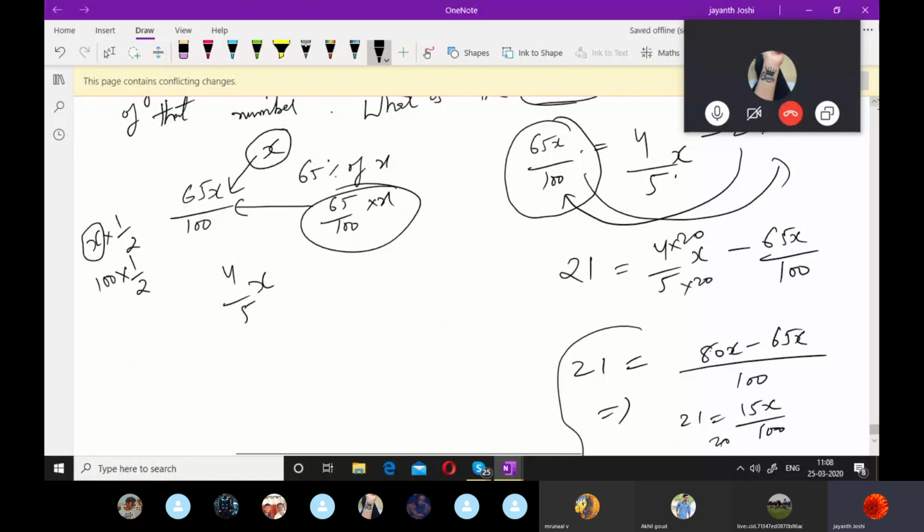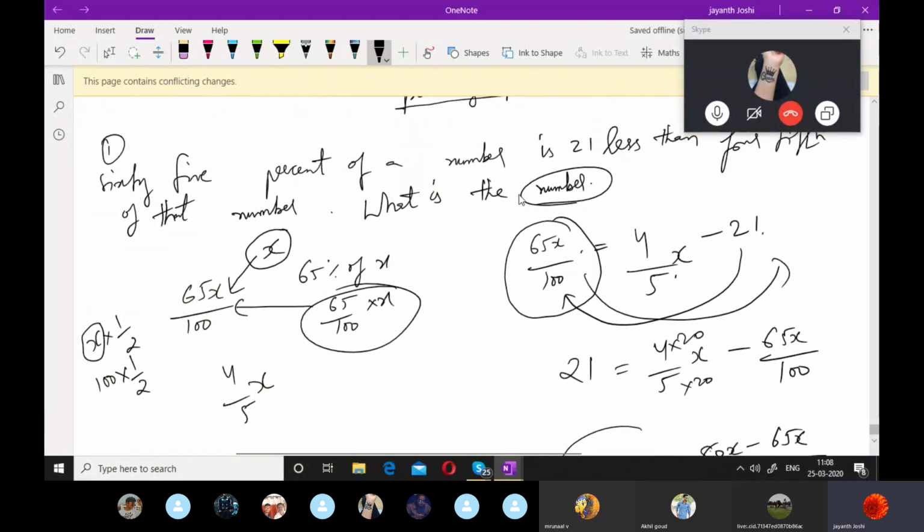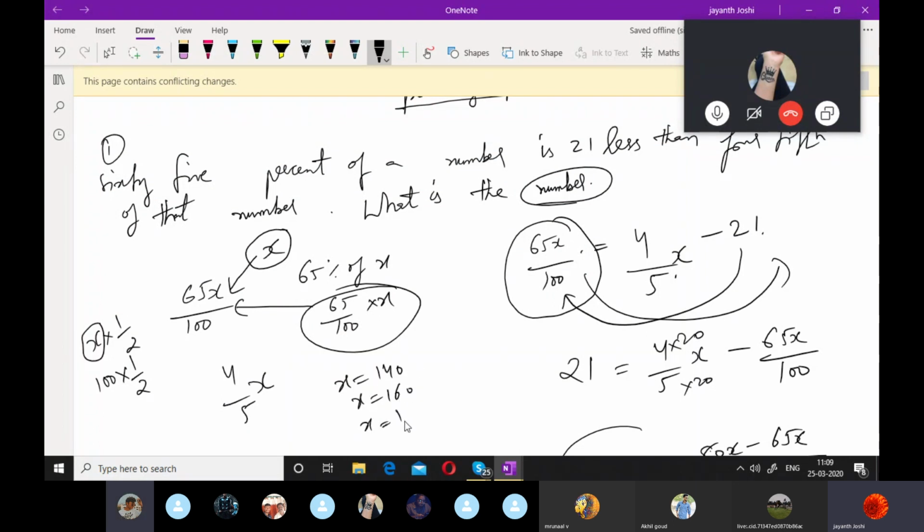Instead of solving this entire problem, as we did here, you can directly take the options that will be given to you. Options would be in this way: X is equal to 140, X is equal to 160, X is equal to 180, X is equal to 200. So in this case, the question is: 65% of a number is 21 less than 4/5 of that number. So what is the number?